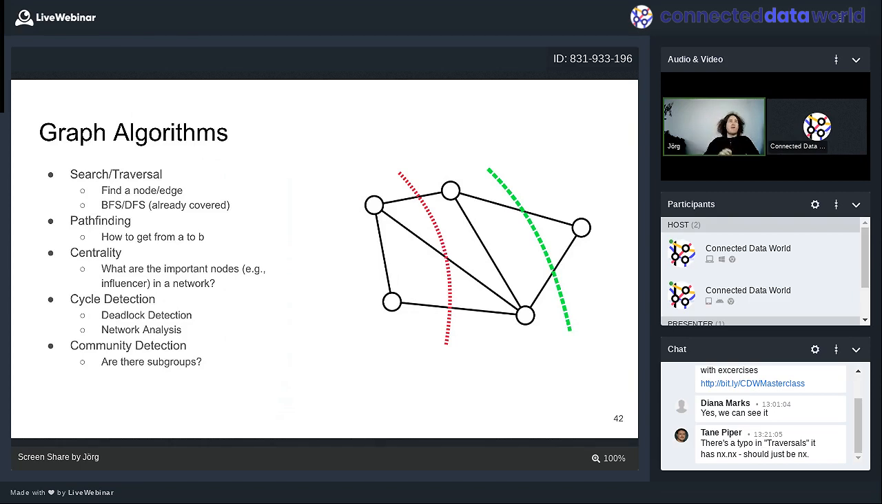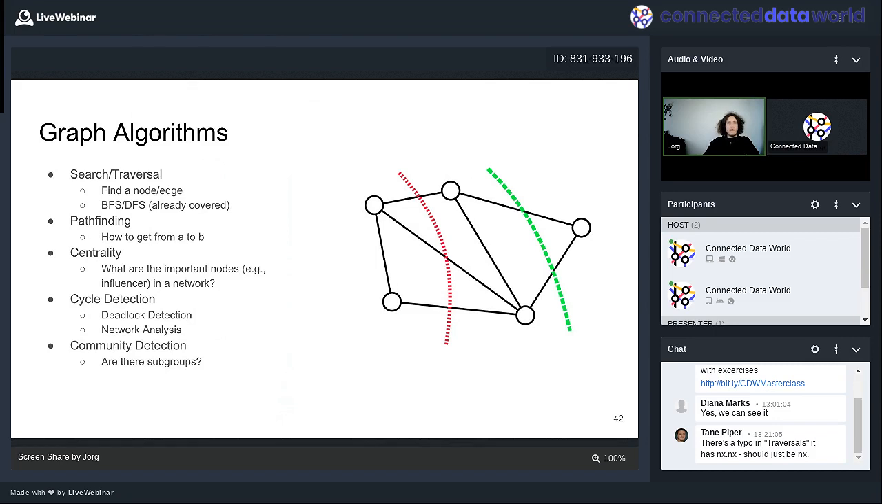The next class of algorithms is concerned with path finding. So how can I get from A to B? And there might be different classes of that. What is the shortest path? What is a redundant path? You also might want to get all the different paths to get from A to B. So there exist a number of variants of this how do I get from A to B problem.